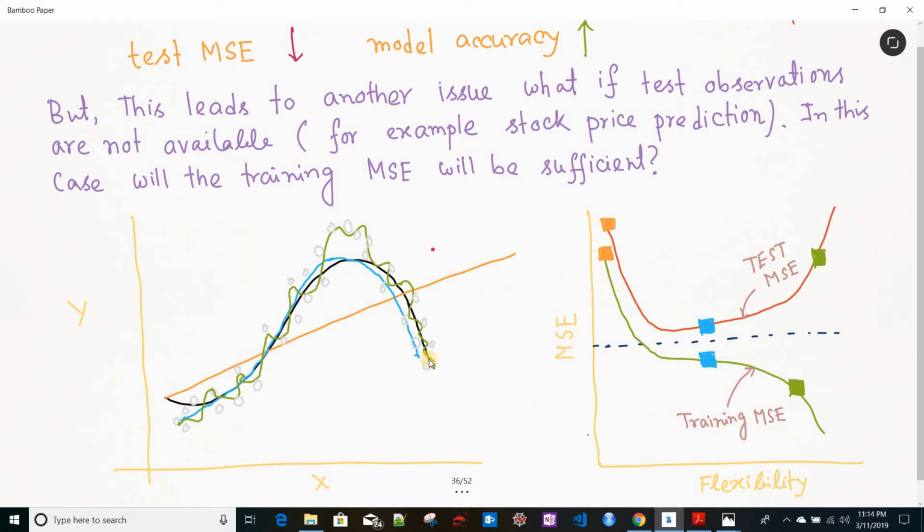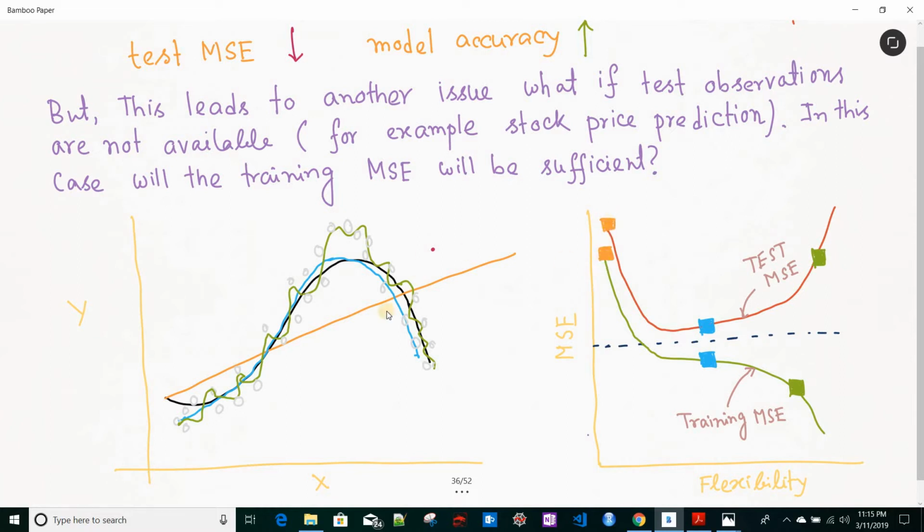This leads us to a graph of MSE and flexibility. If we graph it, you will be able to see a pattern. In terms of flexibility, the orange one is the least flexible. For it, the test MSE is this red color line, and the training MSE is this green color line. Both are too high, but the test MSE is still higher compared to the training MSE.